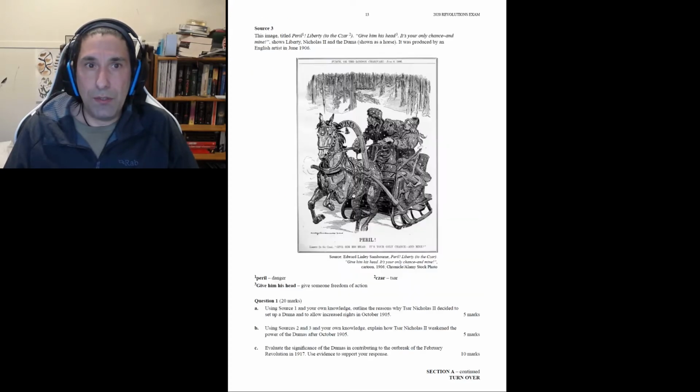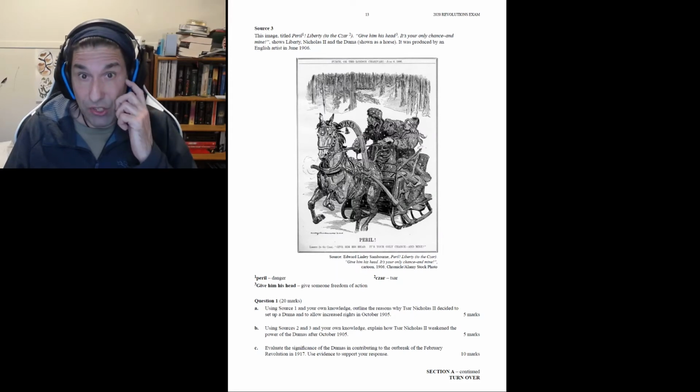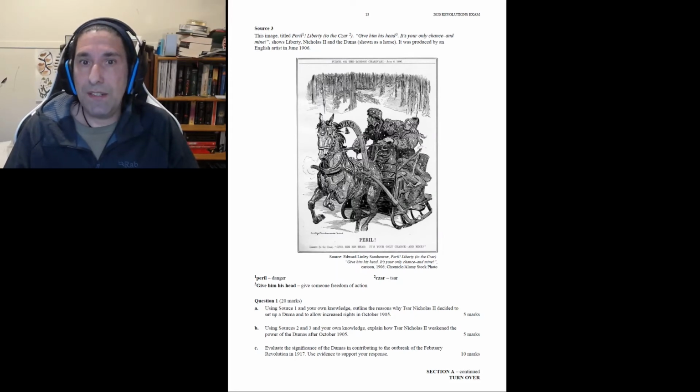And then if we go to source 3, which is the image, what is the caption or the title of the image? Peril, liberty to the Tsar, give him his head. That's the caption down there. It's your only chance and mine. So we have the Tsar in a sleigh driving the Duma forwards, the Duma sleigh, and beside the Tsar, I would say, is liberty.